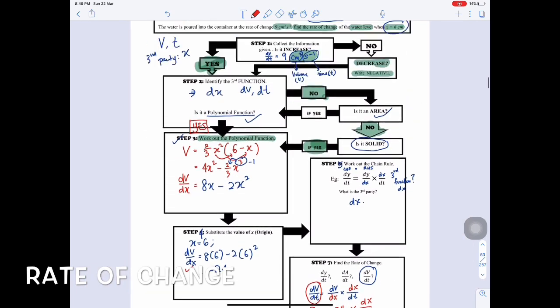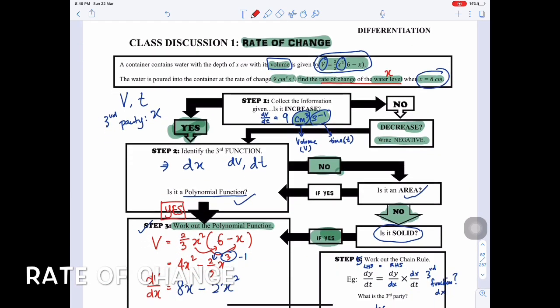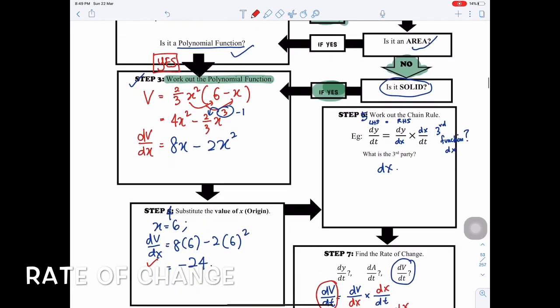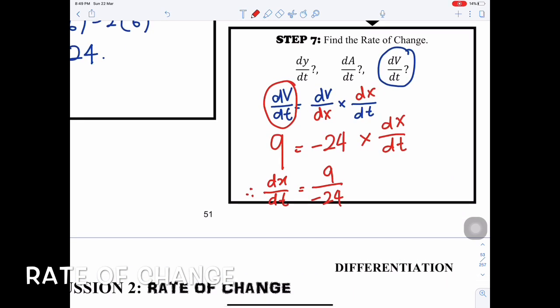The question asks you to find the rate of change of water level. The water level is the third part, which we call x. Therefore, simplify dx/dt equals 9 over negative 24. Don't leave the answer like this, so it equals negative 9 over 24.